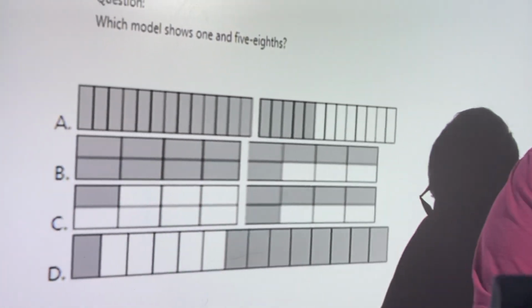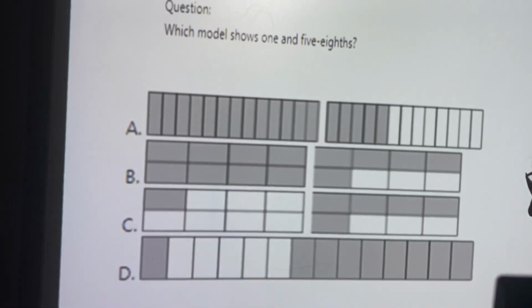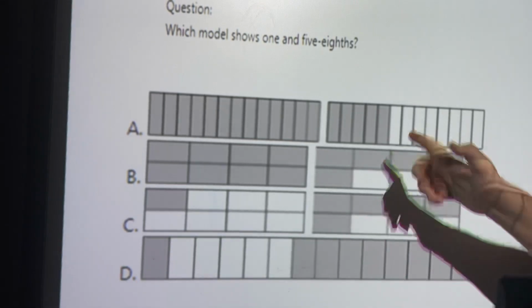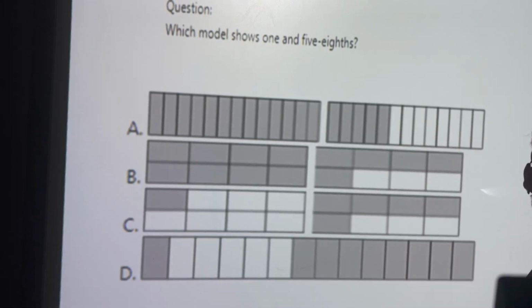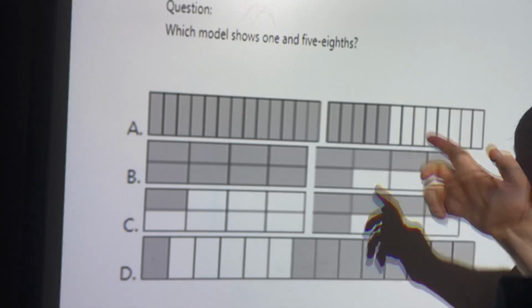All right. Hey, guys. What did you get for this answer? A, B, C, or D? I got A. You got A? Okay. How did you get A? Why did you pick A? Because you said 1 5/8. Okay. Hadley, do you agree or disagree? I agree. You agree it's A?